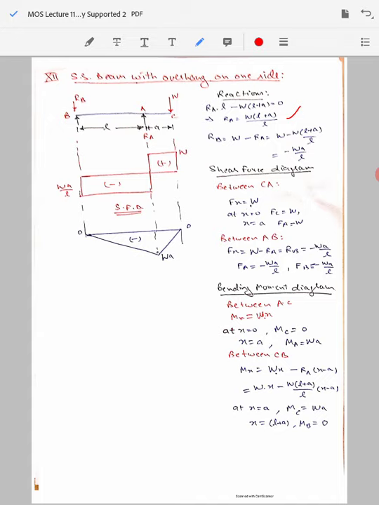Now as the total of the support reactions RA plus RB will be equal to the applied load W, RB will be equal to W minus RA. So that gives us the RB value, or the support reaction at B, equal to minus W a by L. So you see this particular support reaction will be acting in the downward direction. Our RA support was acting in the upward direction, while RB is acting in the downward direction.